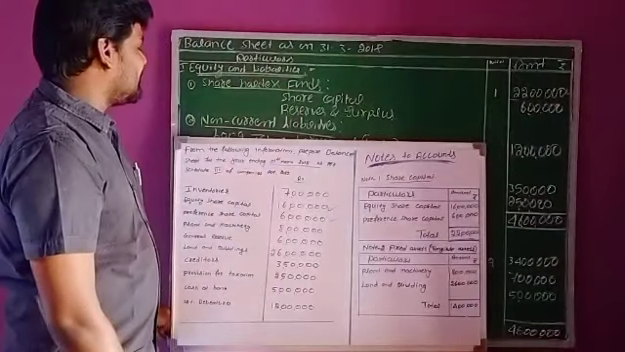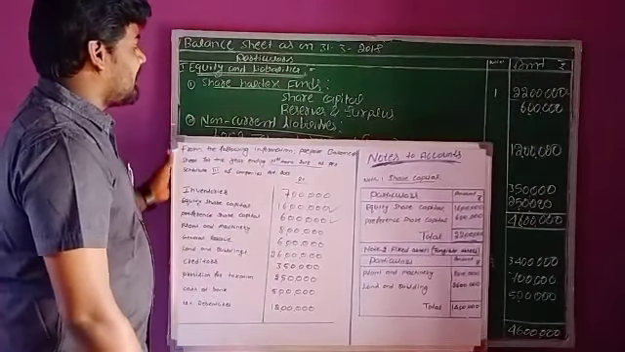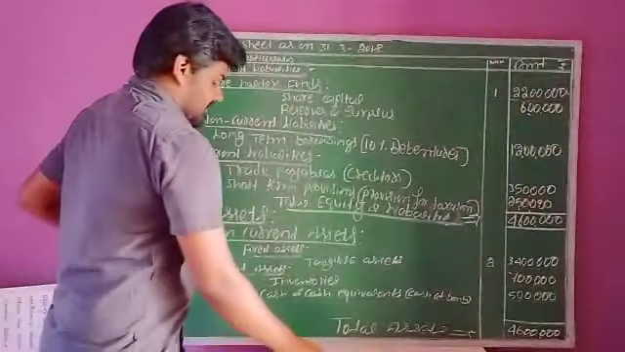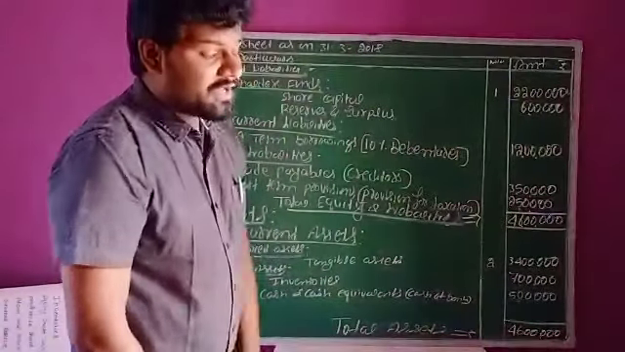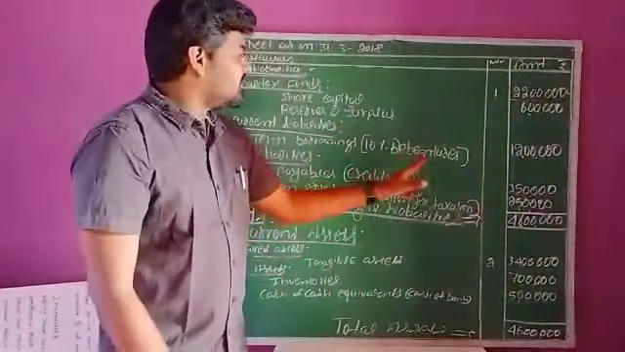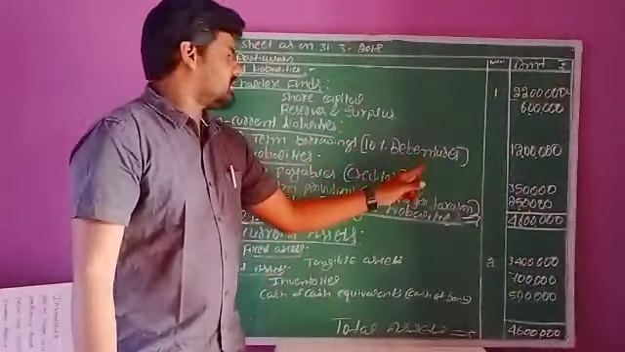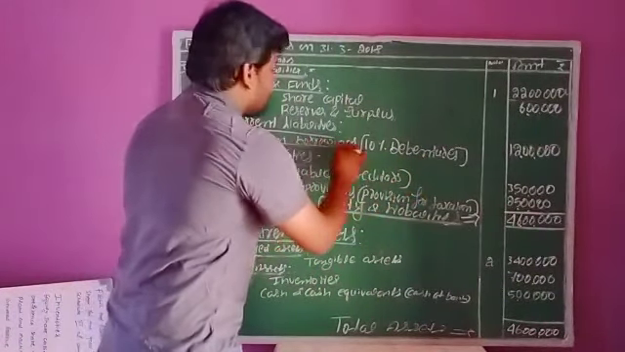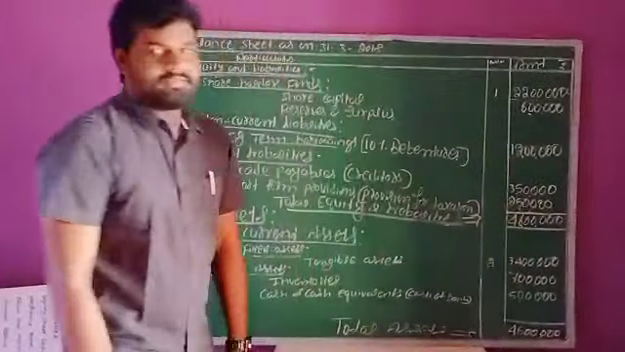The second headline is non-current liabilities. Under non-current liabilities, they have given debentures. Under non-current liabilities, we can record long-term loans and borrowings. So these debentures are long-term borrowings, right? We take the debentures as long-term borrowings, rupees 12 lakhs.